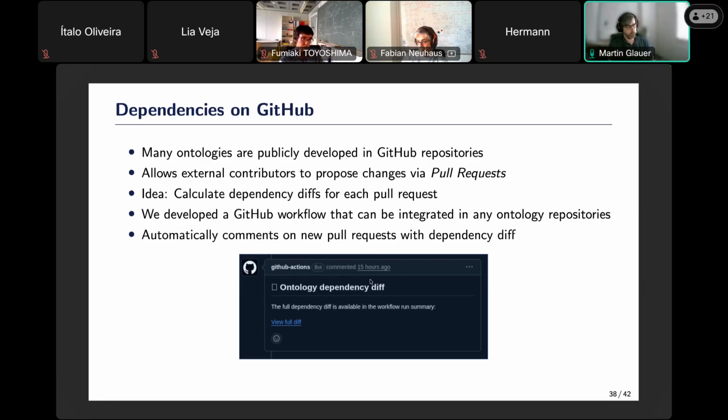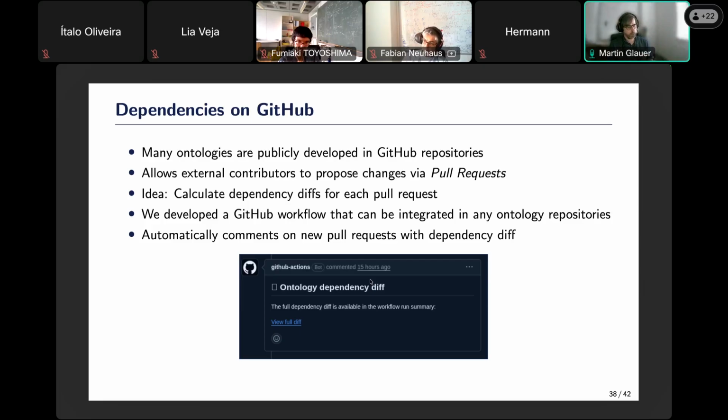So whenever someone comes up and says, here's a change that I propose, this workflow that we developed takes the current version of the ontology, the proposed version of the ontology, and creates the dependency diff. So the difference between dependencies between both. And puts this dependency diff as a comment underneath the pull request, so reviewers can see it and use it as an additional input during evaluation of the pull request.